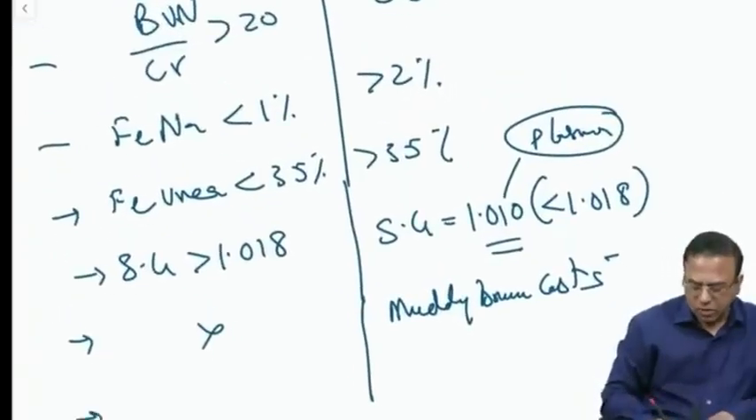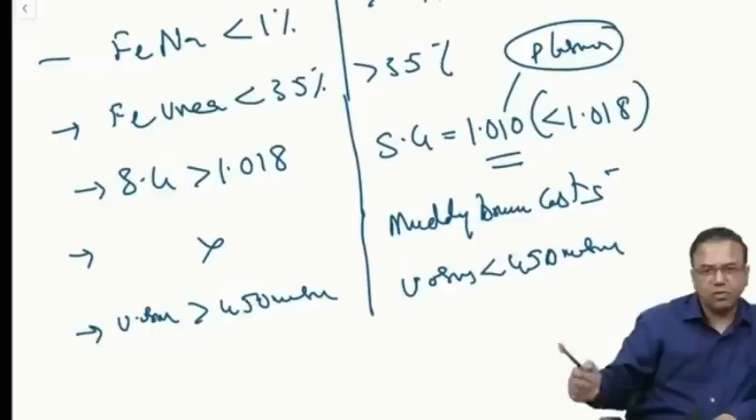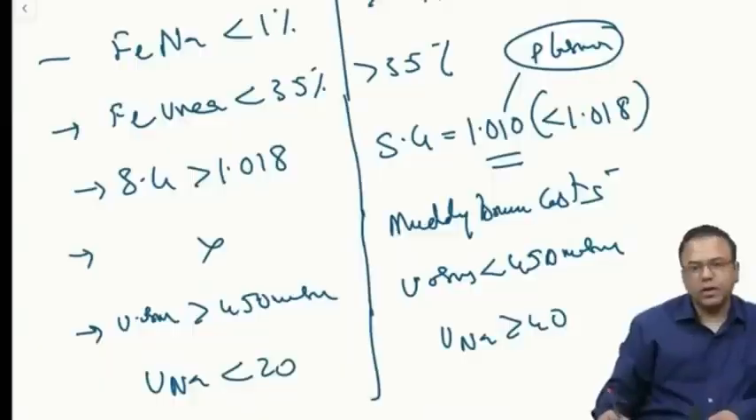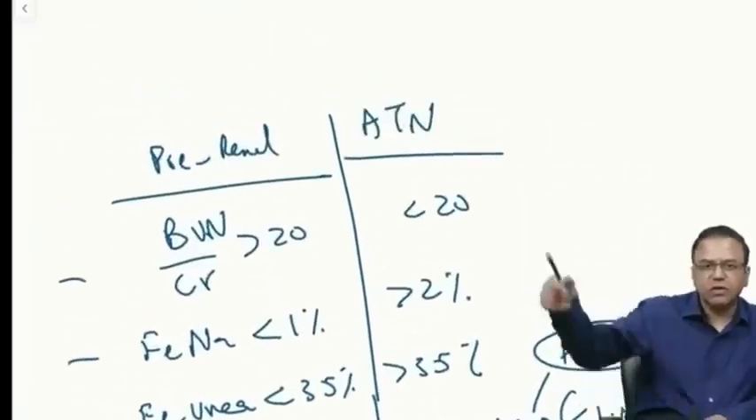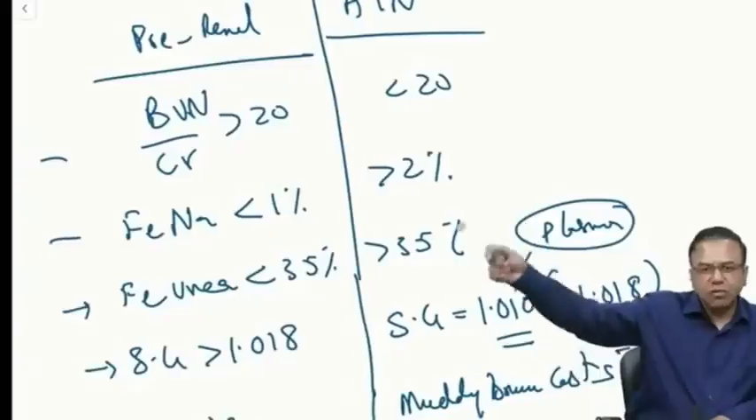And one more thing is you can look at the urine osmolality. If it's concentrated urine, it means tubules are working. If the urine is dilute, less than 450 milliosmoles, it more likely indicates tubular necrosis. If the urine sodium is less than 20, or urine sodium is more than 40, all these also will help you. Now, in general, the reliable indicators to some extent are the BUN creatinine ratio, FeNa and fractional excretion of urea. So these three are what we really focus on.